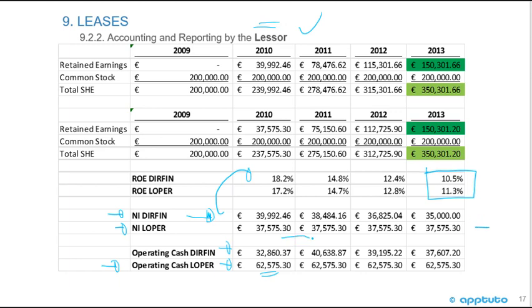The operating lease is easy to understand. That net income never changes, but here the interest payments are coming down. So my net income from the point of view of the lessor is coming down. So in the later years, my ROE is going to be lower on the finance lease than on the operating lease.